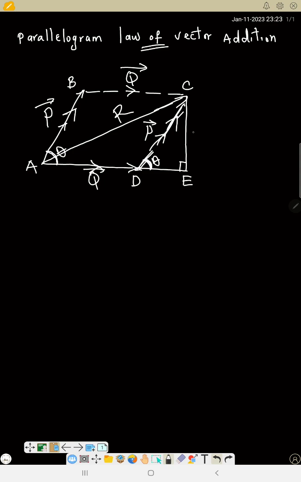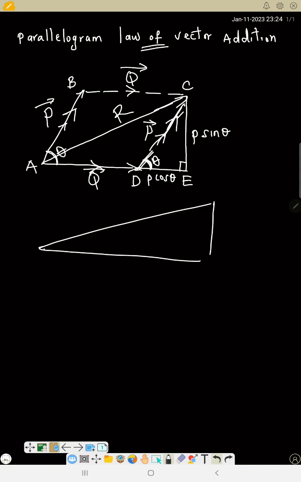So this place is p sin theta, while this place is p cos theta. We have proved that now. Okay, so now look at this shape very well. Can you observe a right angle triangle here?